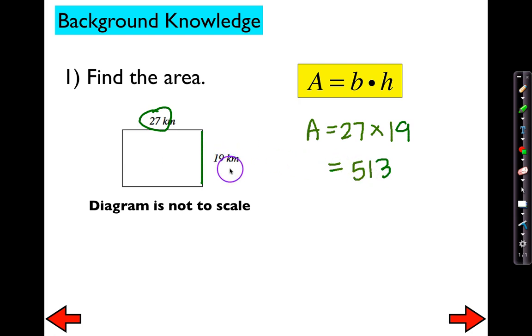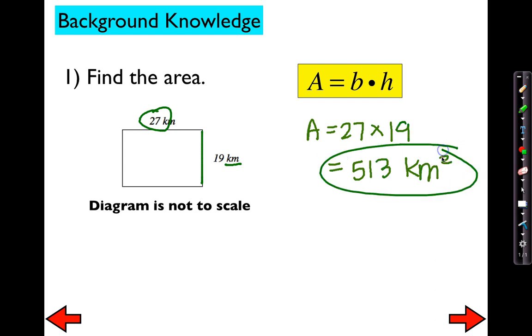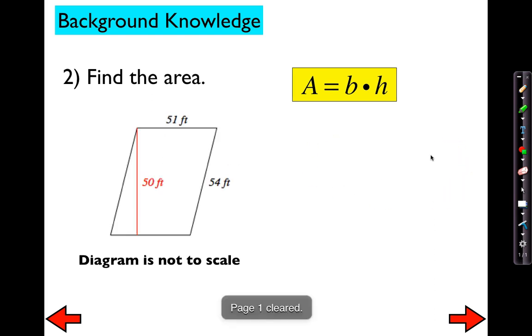Now what's important is that you also write the units. Notice it's given in kilometers, so I'm going to put kilometers squared. And there's your first answer. Okay, now moving on to the next one. Same idea, it says find the area.